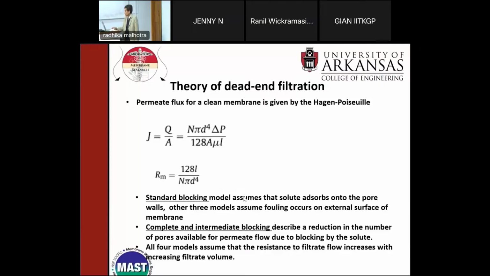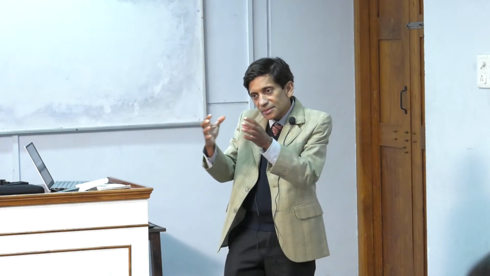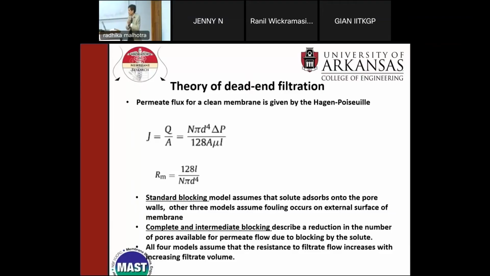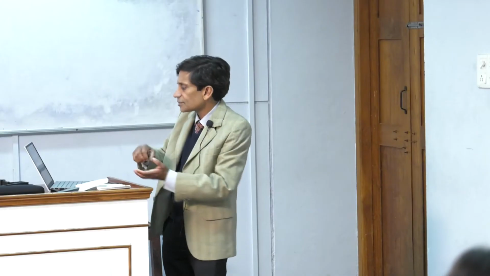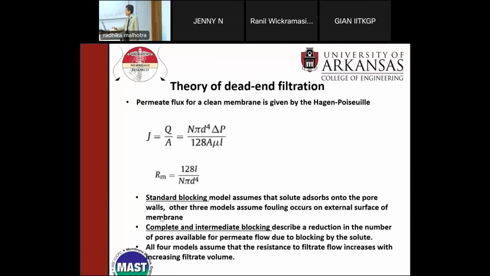Okay? Now, so there are these various blocking models. So the blocking models, really what we can say is this. If I have a pore and stuff flowing through it, I could say that some of these foulants adsorb onto the walls of the pore, right? As they adsorb onto the walls of the pore, they constrict the pore. That's one type of blocking. Okay. So if we look at standard blocking, we can also get fouling occurring on the outside at the entrance to the pore. So the standard blocking model assumes that the solid adsorbs onto the pore walls. The other 3 blocking models assume fouling occurs on the external surface. So there's 1 for the walls, 3 for the external surface.